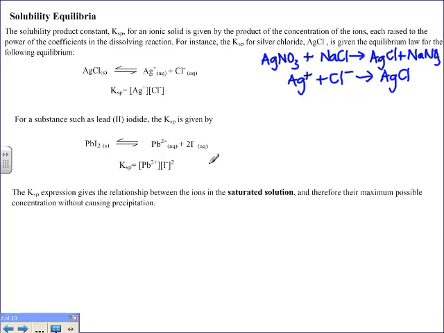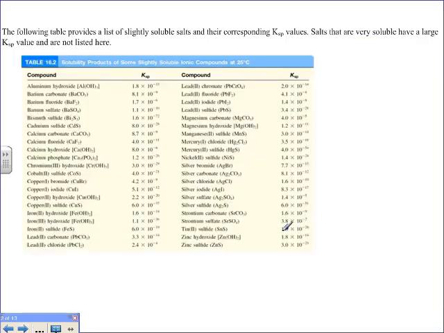As I mentioned before, it's important to recognize that this gives the relationship of the concentrations of the ions in a saturated solution. So when we have an equilibrium, we've got a saturated solution. Okay, so we've got the maximum amount of ions dissolved before we see a precipitate forming.